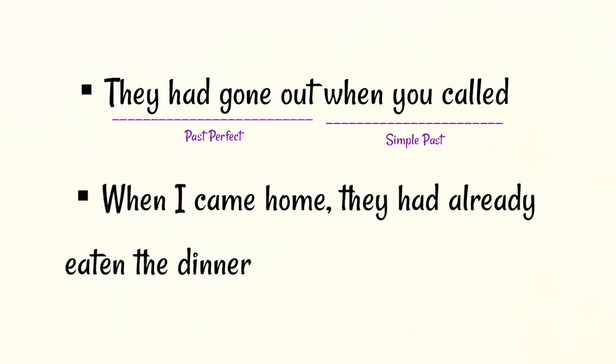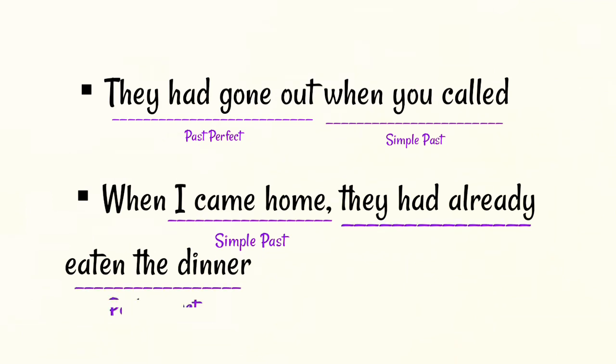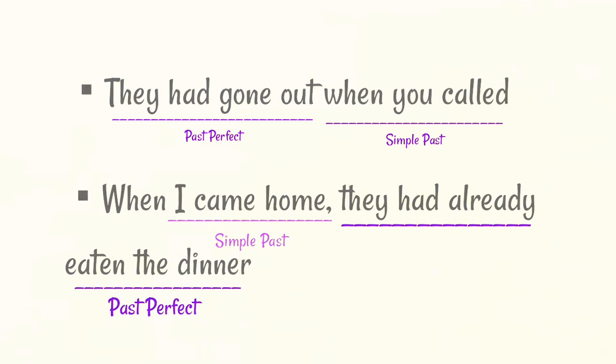When I came home, they had already eaten the dinner. In the sentence, two actions are given, like I came home and they had already eaten the dinner. So accordingly, we have to place the simple past tense, which is like I came home. This will be in the first portion of the sentence, and they had already eaten the dinner. This will be a past perfect tense.